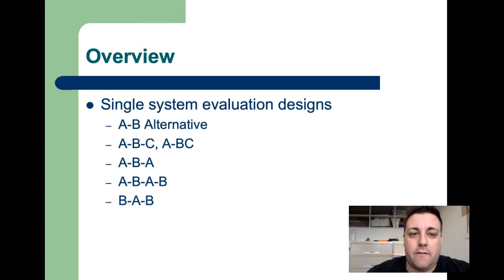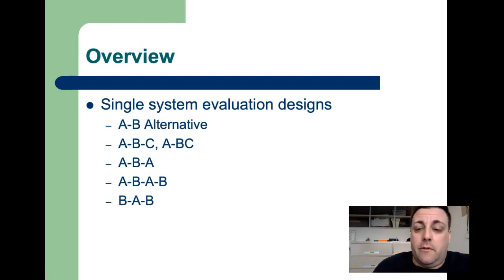So the A phase is always the baseline phase. The B phase is always the intervention phase, and then as we'll learn this week, if we start to add on C's and D's and E's and F's and G's, we're adding on successive interventions. So in an ABC design, you'd have a baseline phase, sort of intervention 1 and then intervention 2.